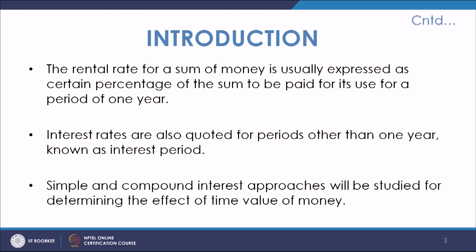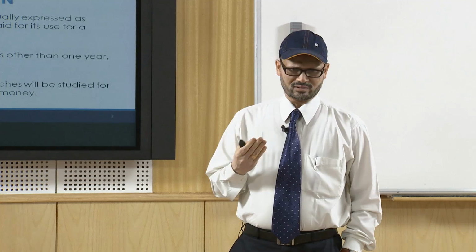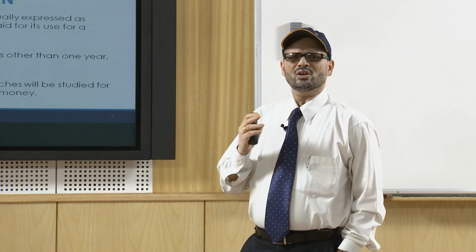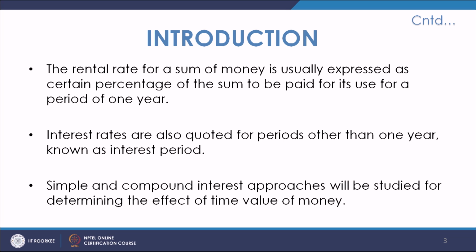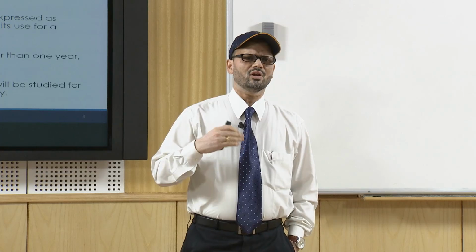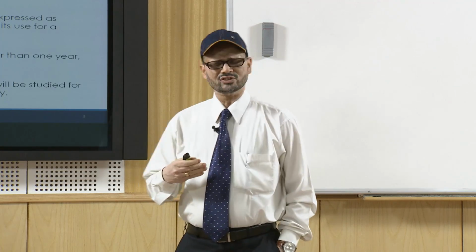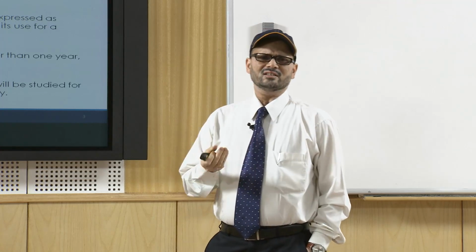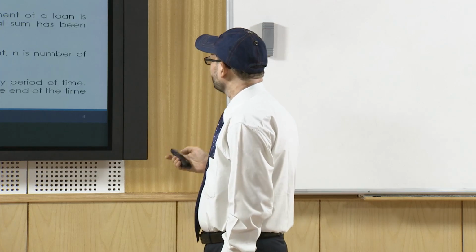Interest rates are also quoted for periods other than 1 year, known as the interest period. Normally this period can be 1 year or even different, and usually it is taken as 1 year, and then we call it the annual interest rate. Simple and compound interest approaches will be studied for determining the effect of the time value of money. So in this lecture we will study simple interest and compound interest, the two types of interest, and how they affect the amount which is to be paid by the borrower.